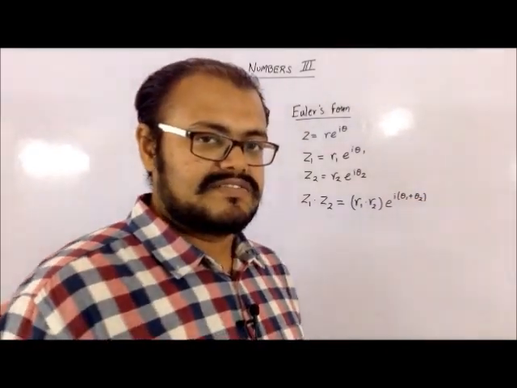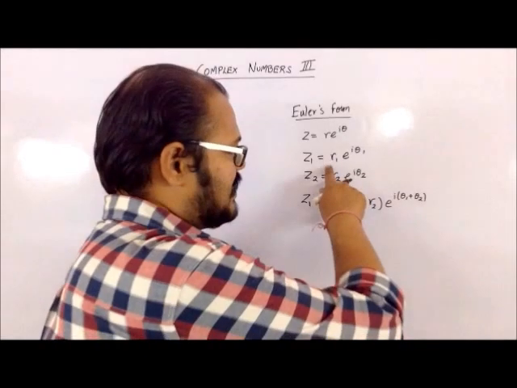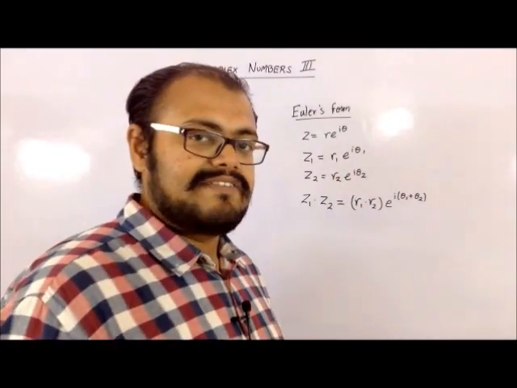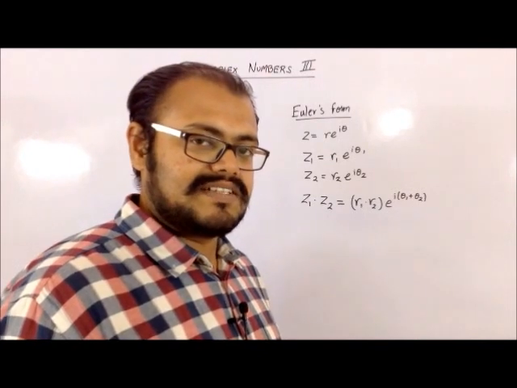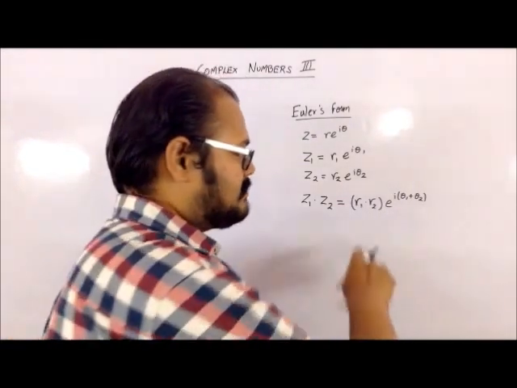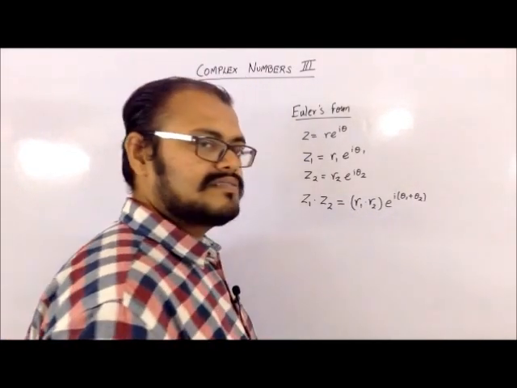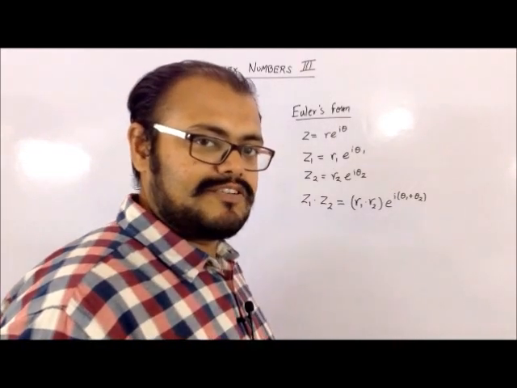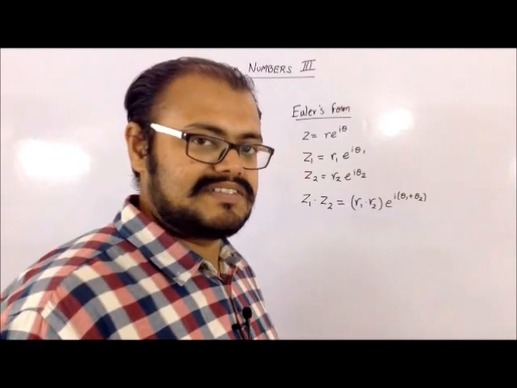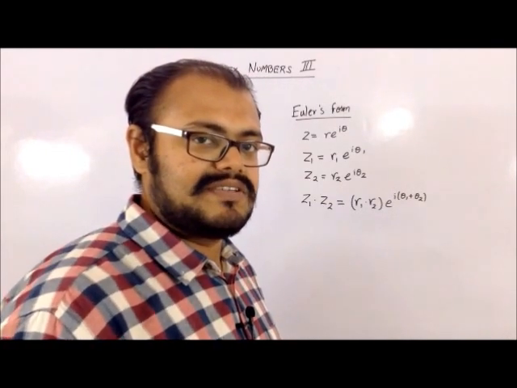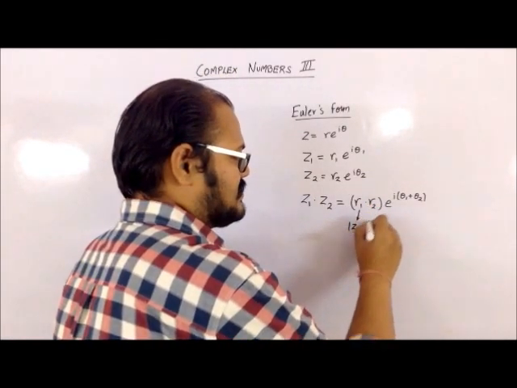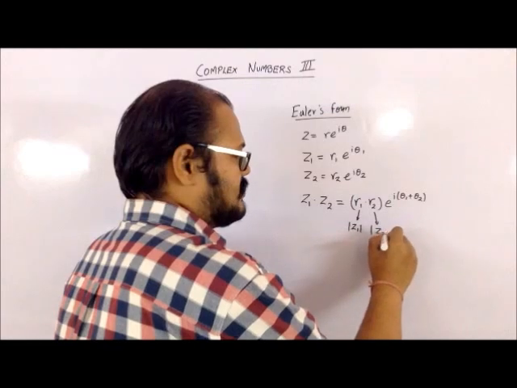So if you observe over here, my r1 and r2 were the modulus of the complex numbers. If I want to find the product of these complex numbers, the final modulus which I am getting is the product of the modulus, which gives me the property of modulus. That is, if I want to find the modulus of a product of two complex numbers, then I take the individual modulus. So over here you can see that r1 is mod of z1 and r2 is mod of z2.